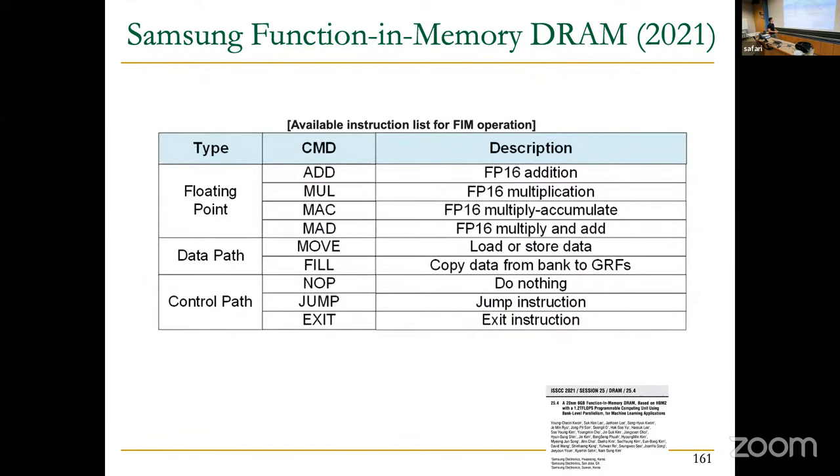Because they are specialized, their instruction set is pretty simple, in total 9 different instructions. And as you see, most of them are related to computation: floating point operations are addition, multiplication, multiply and accumulate, and multiply and add, only for one data type, floating point 16. Why is that? Because floating point 16 is a pretty much used format in machine learning, and especially for inference. So that's why they decided to create units only for floating point 16.